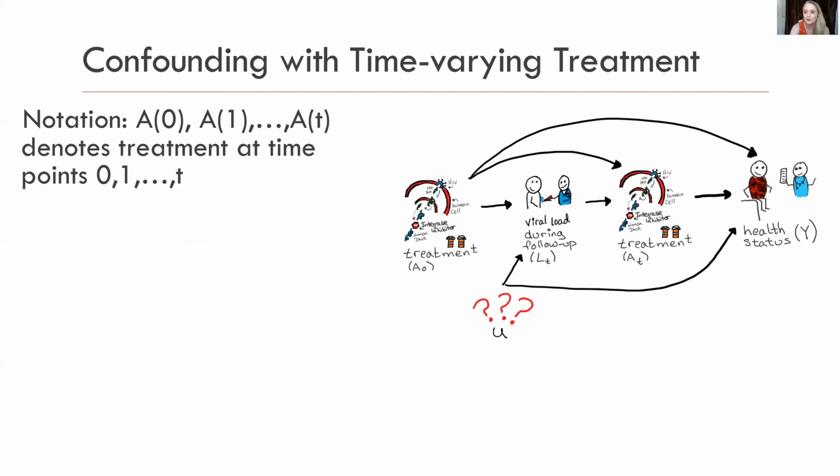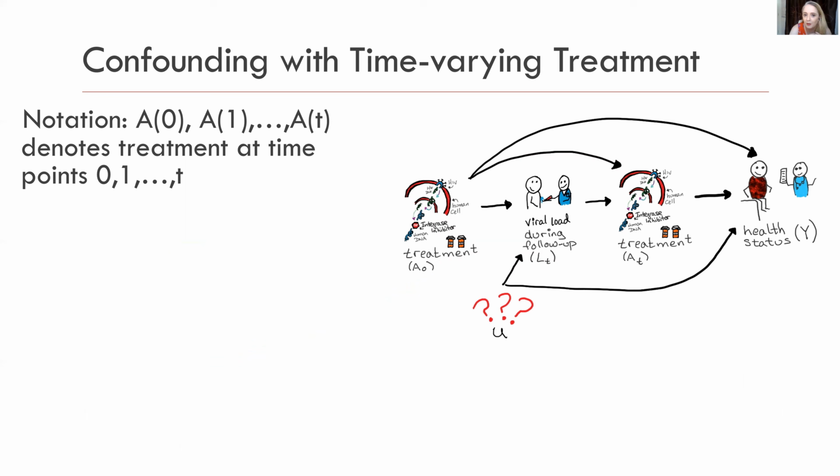Another thing that's useful in DAGs is to think about confounding with a time-varying treatment. So again, we want our DAG to be acyclic. This means if we have multiple treatments, we're going to open that DAG up and show it on a long line rather than a circle. So we have treatment at time 1 and treatment at time 2.